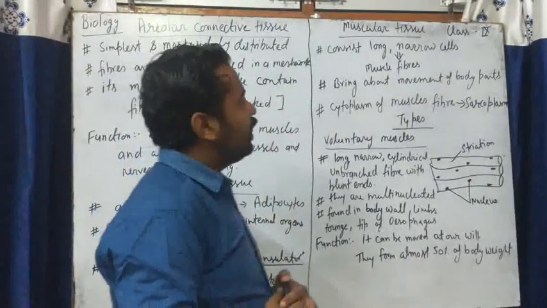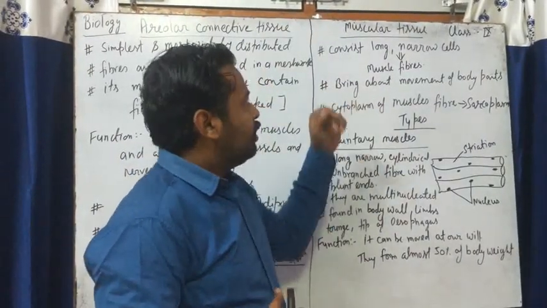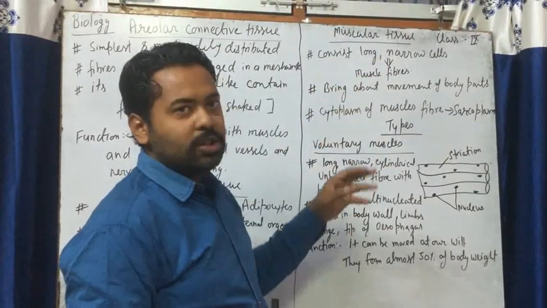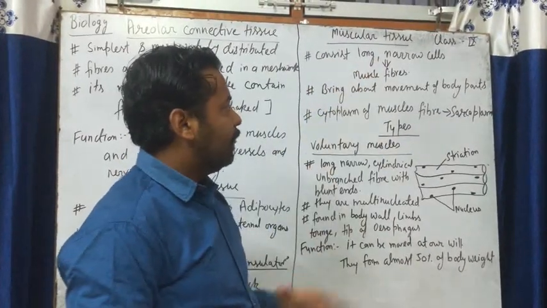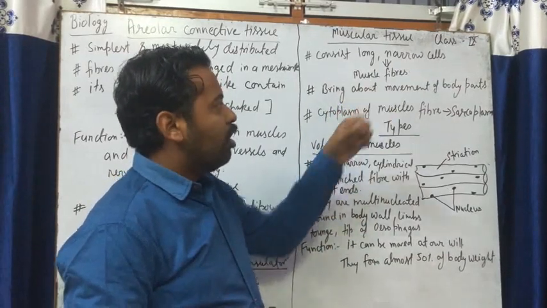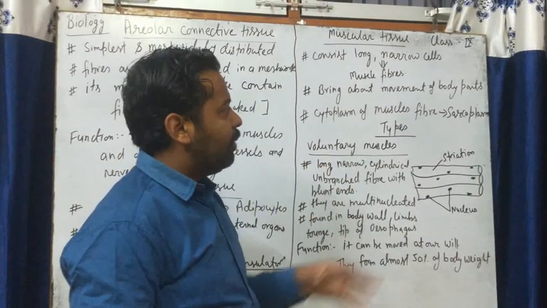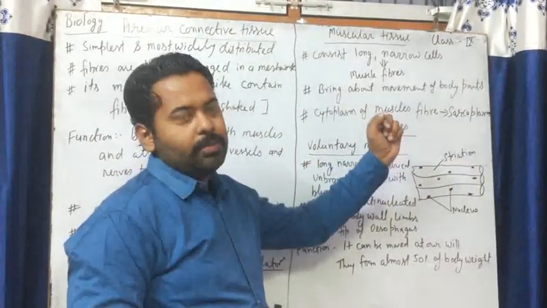Next is muscular tissue. Muscular tissues are long, narrow cells called muscle fibers. They bring about movement of body parts. The cytoplasm of muscle fiber is called sarcoplasm.